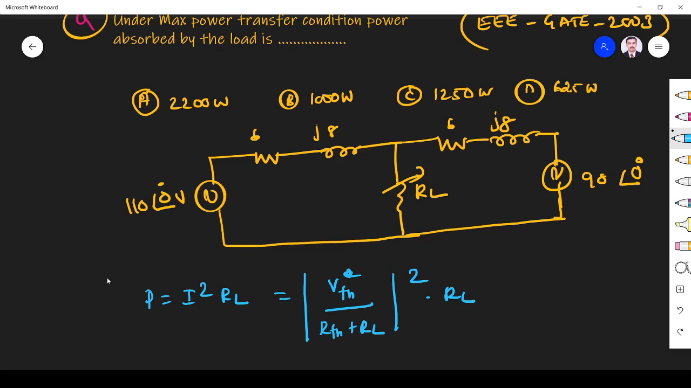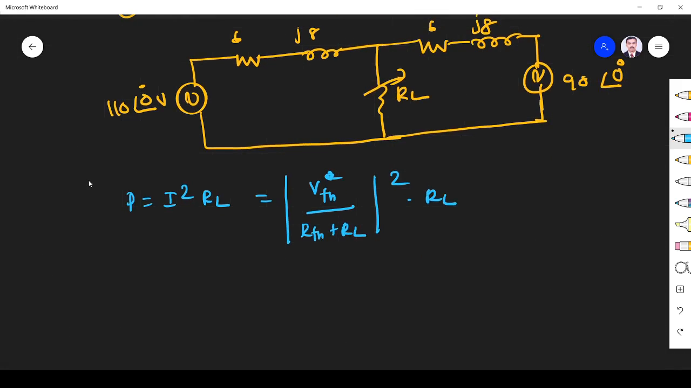Okay, let us find all the things. I is nothing but Vth by Rth in the maximum power transfer theorem. First we find Thevenin. Whenever you want to find Thevenin, just make the load open. Here only we have to find Thevenin. Apply KCL for this branch.